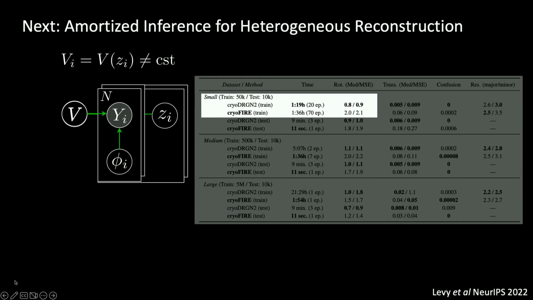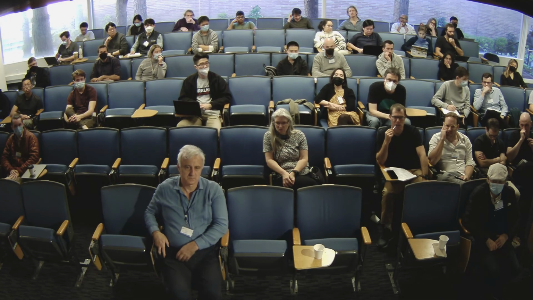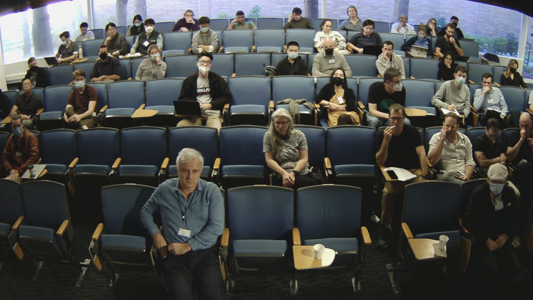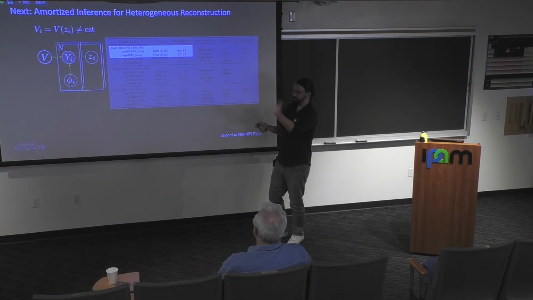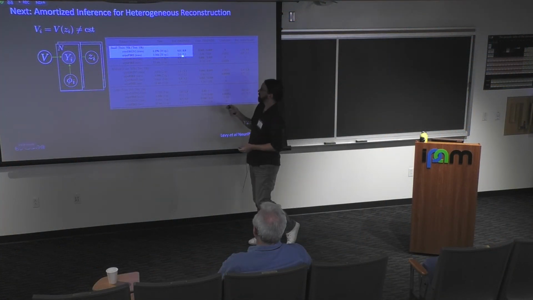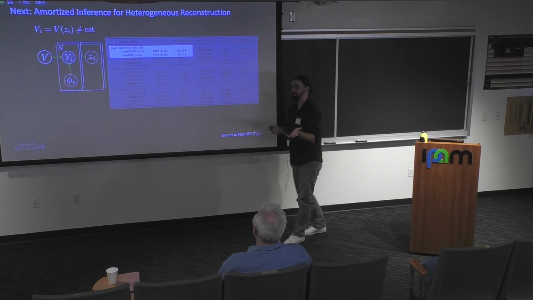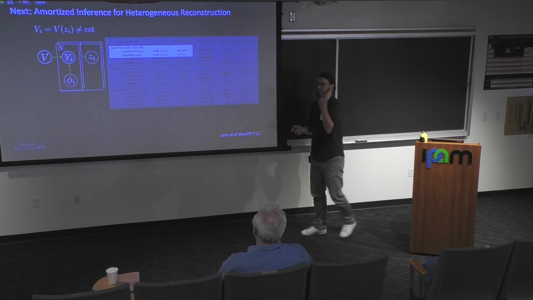Could you tell us what those numbers are? I can't read it. Oh, I'm so sorry. So they would take both about an hour and a half on 50,000 images and reach rotational accuracy. So CryoDragon would give below a degree, and CryoFire would give 2 degrees.